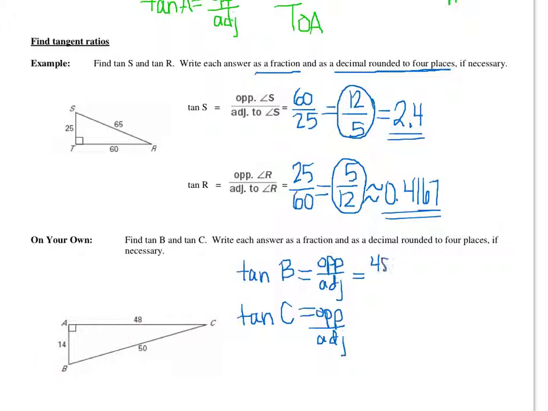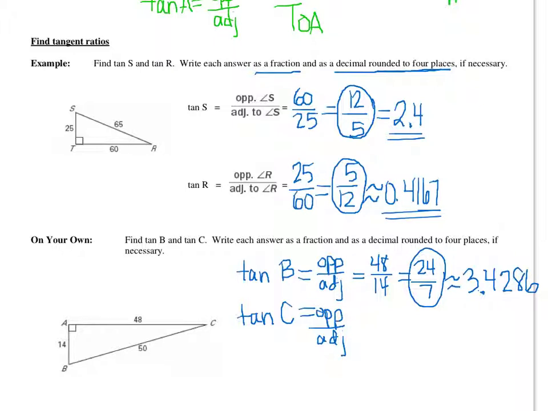So 48 over 14. And if you reduce that, divide them both by 2, you get 24 over 7. So this is your reduced fraction. And if you put that in your calculator, you'll find that it's about 3.4286. That's rounded to 4 decimal places.